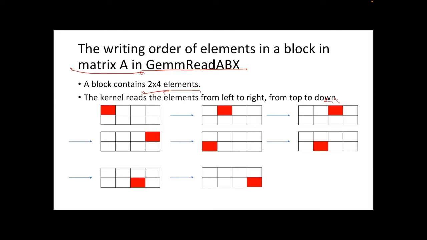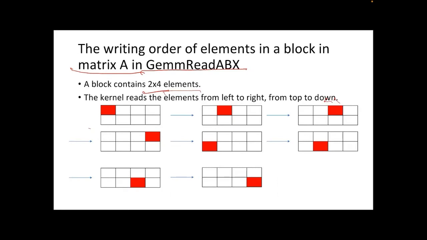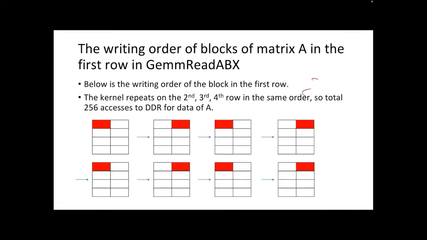A block reads from left to right and from top to down. And this is what happened in a block. Note that these are the elements in a block, and this is the block in the matrix. So the block goes from left to right, and we also repeat it because we need more elements for the matrix multiplication.